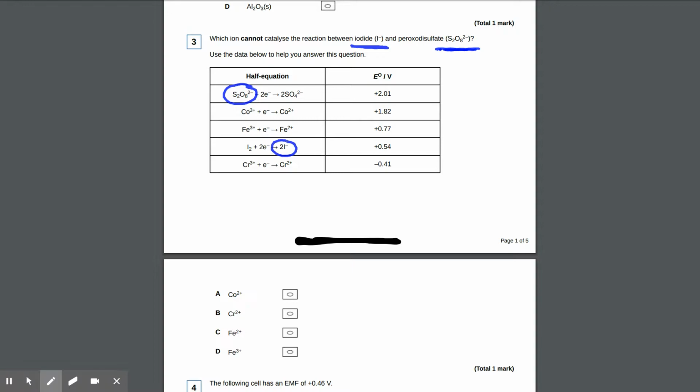Now, looking at the voltages, these are the correct way around. We've got the more positive voltage for the peroxidisulfate on top of the less positive voltage underneath it, which means that the peroxidisulfate reaction is going to go in the forward direction. The iodide ion reaction is going to go in the reverse direction. So that's all okay. Now, the question is asking us about catalysis.